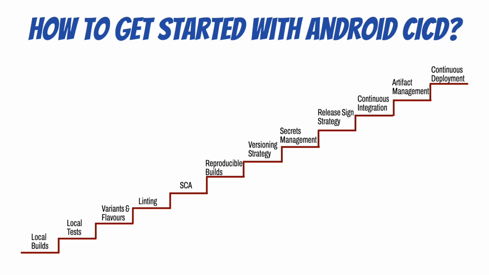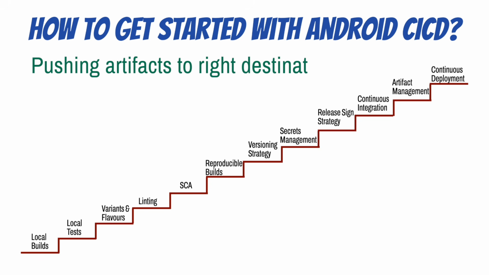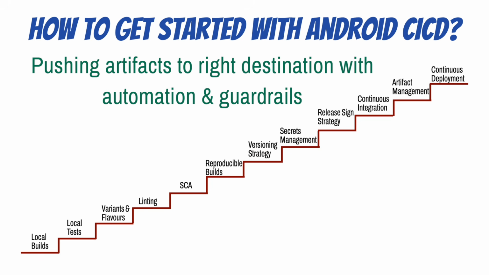That is CD, continuous deployment. The whole goal of CD is to push artifacts to the right destination automatically with proper guardrails. CD is how artifacts move to users, testers, internal alpha and beta users. Always implement approvals and safeguards.